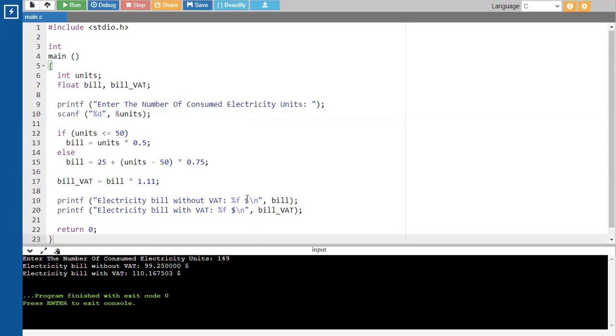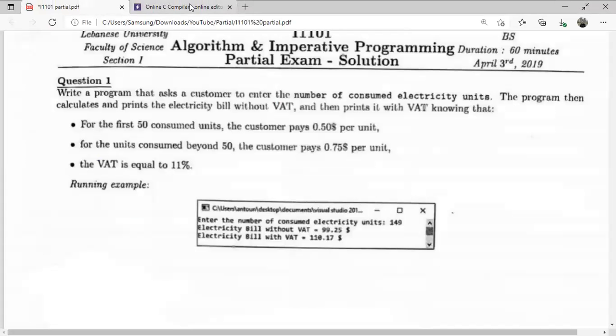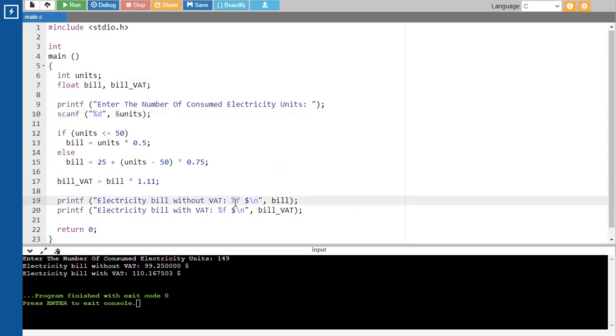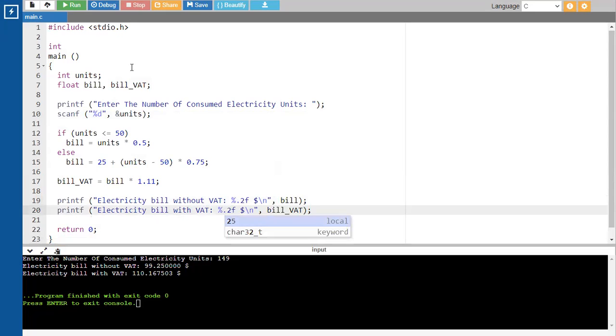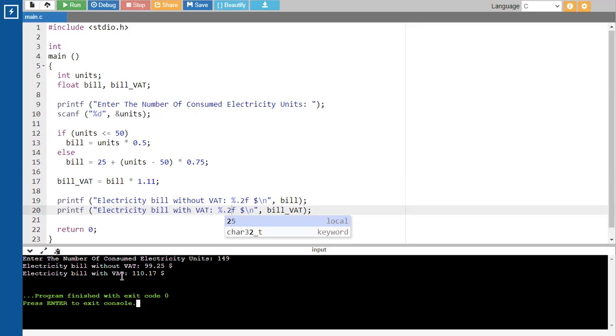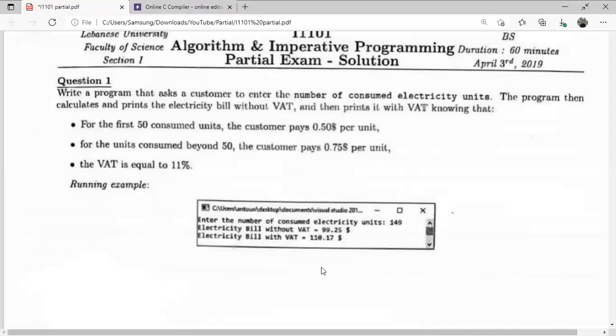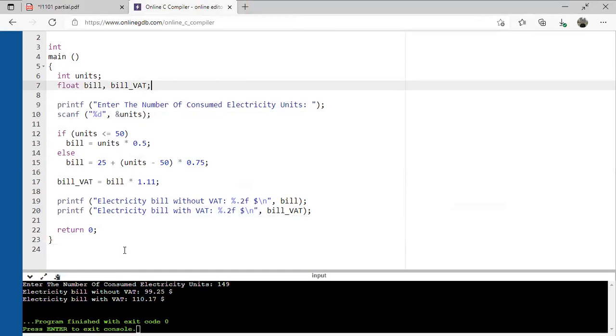There's a lot of zeros here, not favorable, and it should look exactly the same as the exercise. So I will use, they took two decimal parts, so I will use dot 2. Try to compile, 149. So we get 99.25, 110.17. That's correct. And this code will be in the description box.